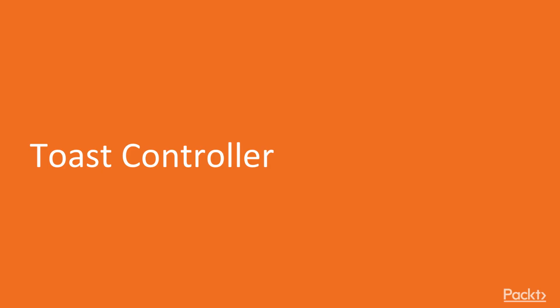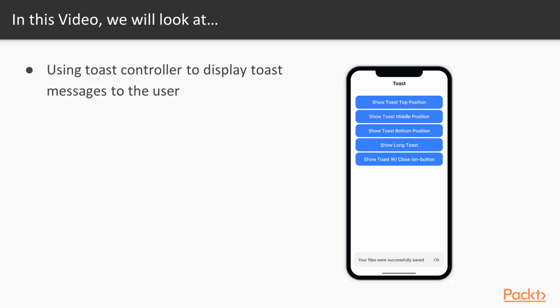In this video, we are going to learn how we can use Toast controller in Ionic. A Toast controller is used to display a toast notification to the user at the bottom or at the top of the screen. This notification is ideally a small piece of information that the application gives to the user. In the screenshot here, you can see how a toast notification looks like on iOS.